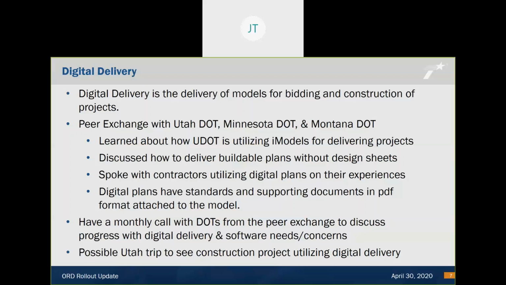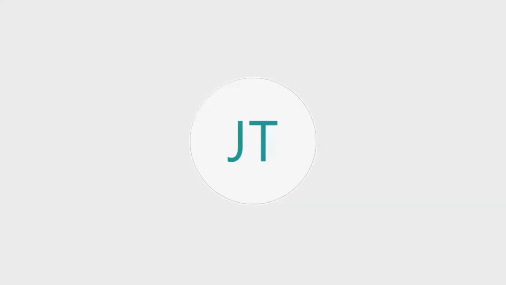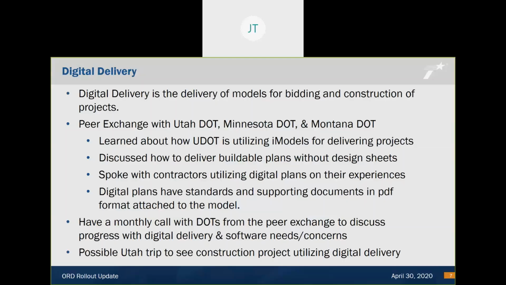We learned that Utah is using iModels to deliver their projects, which is essentially a container file for all their electronic design files. We had a discussion about how Utah has had success with delivering buildable plans without design sheets. We also spoke with some contractors from Utah and discussed their experience with digital plans. One thing we did find out is that the digital plans do have standards and supporting documents attached to the models as PDF.